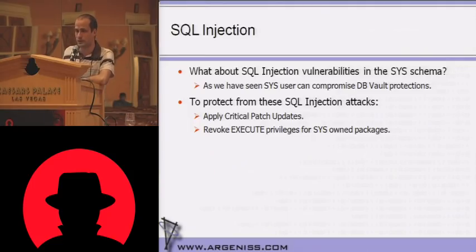So if the SYS user can compromise Oracle Database Vault, and if we can impersonate the SYS user, for example, exploiting a SQL injection, we are able to compromise Database Vault. Well, to protect from these SQL injection attacks, we should apply the critical patch updates and reduce the attack surface by revoking the execute privileges for packages that are in the SYS schema.